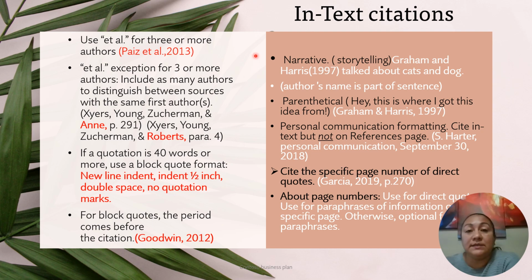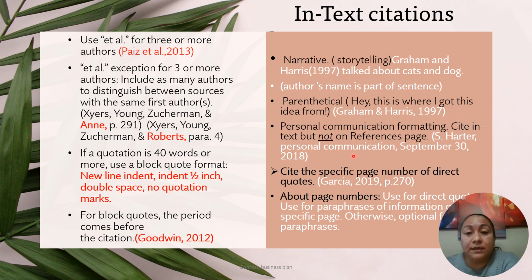When we talk about in-text citations of a narrative, which is like storytelling, okay, for example, if you have an author's name that is part of the sentence, this is how you would in-text, okay? Graham and Harris (1997) talked about cats and dogs. So you would only put the year in parentheses. If you're going to use a parenthetical in-text citation, this is kind of like you saying, hey, this is where I got this idea from. So you're going to use the parentheses, Graham and Harris, and the year, okay?